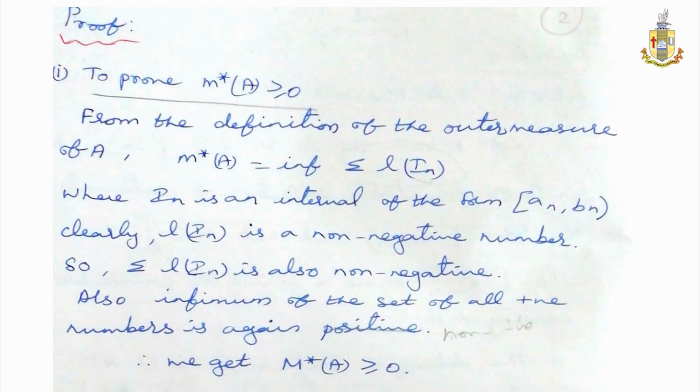First portion, to prove m star of A is greater than or equal to 0, from the definition of the outer measure of A, we know that m star of A is equal to infimum of summation L of In. And In is an interval of the form closed an, bn. So length of this interval will be a non-negative number. So taking summation of L of In is also a non-negative number. And taking infimum of the set of all non-negative numbers is again a non-negative number. Therefore, we get m star of A is greater than or equal to 0. This proves the first subdivision.